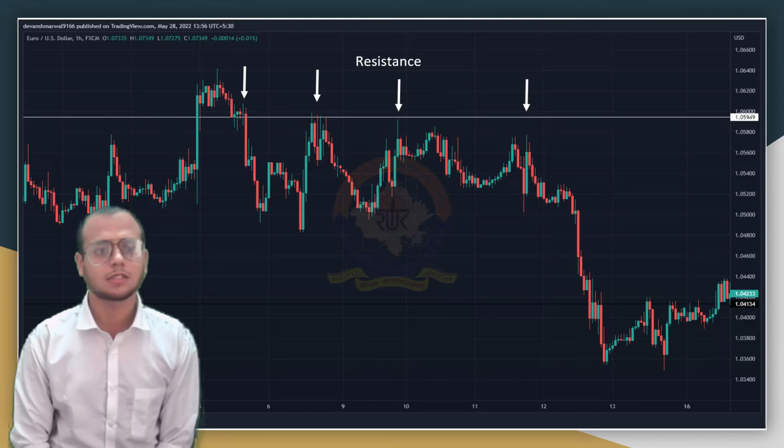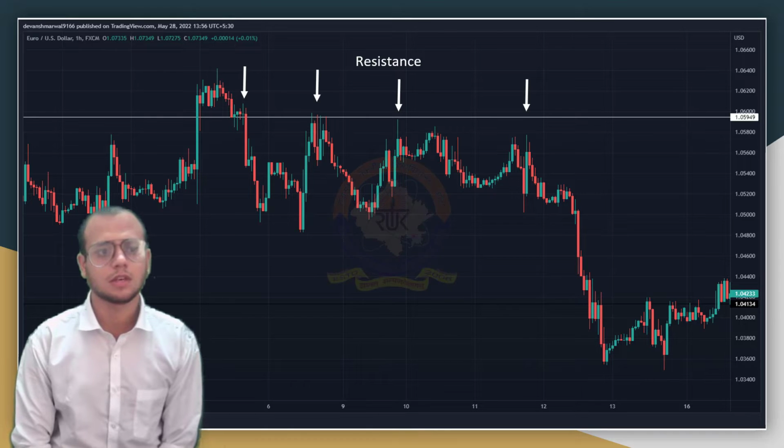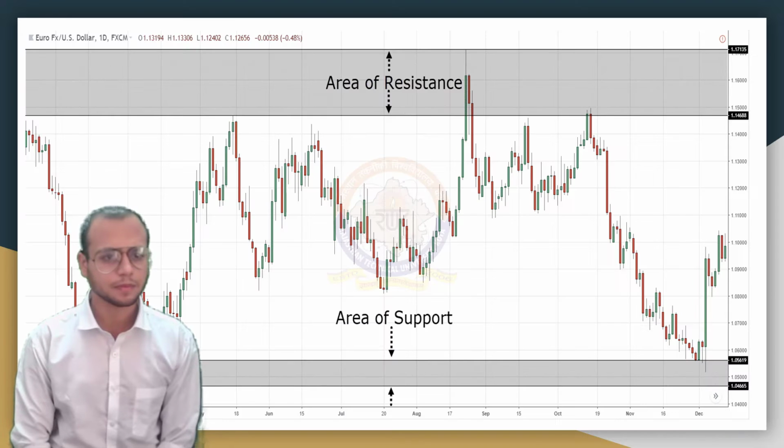Let's see support and resistance together and know how it works. In this chart, you see an area of support, which means you can buy at that place, and an area of resistance, which means you sell at the resistance level, or vice versa. So I think you can understand here. So let's move on to the next slide, which is about trend line.